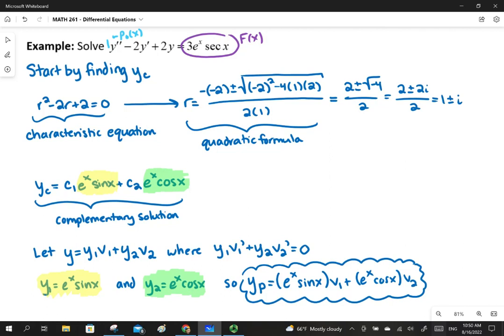In this problem, f of x is 3 e to the x secant of x, and p naught of x is 1. This is as good a time as any to point out that since our non-homogeneous term has a secant function in it, the method of undetermined coefficients wasn't going to work for this problem, which is why we're tackling it with variation of parameters instead. We certainly could have used reduction of order, though, if we had wanted to.